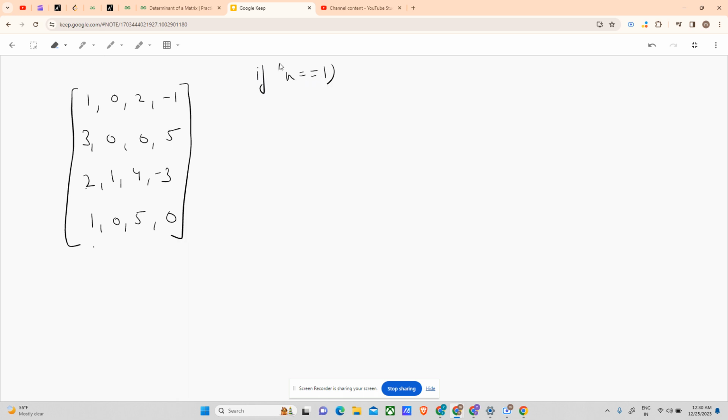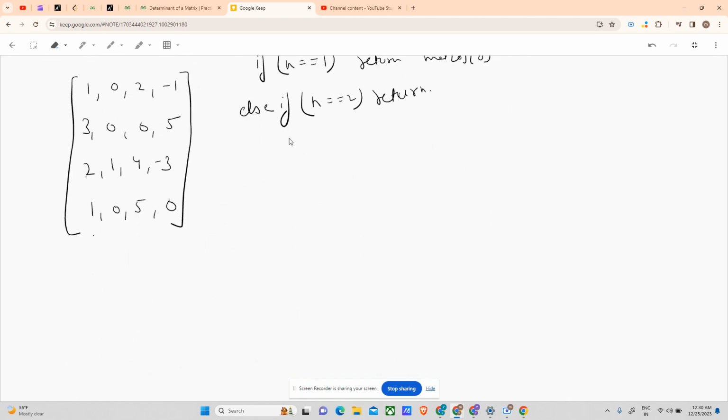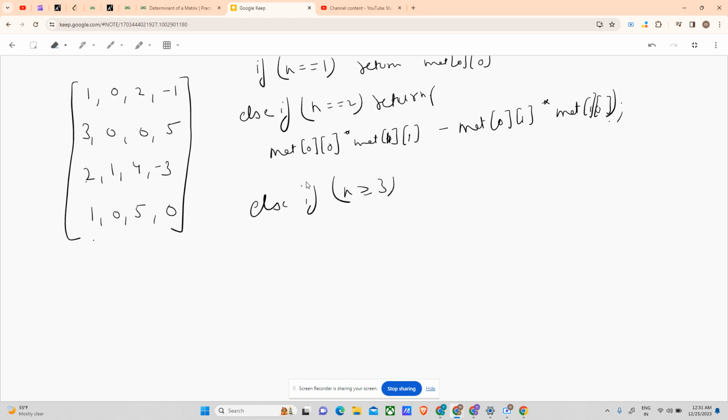If n equals to 1, if the size of the matrix is 1 star 1, just return that element. Else if n equals to 2, that was also pretty straightforward. That was a00 a11 minus a01 a10, so it would become return mat[0][0] star mat[1][1] minus mat[0][1] star mat[1][0]. Okay, this would be for n equals to 2. Else if n greater than equals to 3, now we are handling the case of n greater than equals to 3.